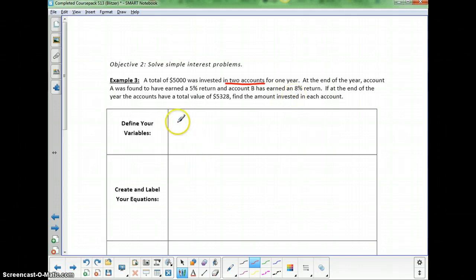Okay, so there were two accounts. One of them was account A, and the other one was account B. So let's just label them A and B. Account A is going to be A, and B will stand for account B. Okay, so we've got our variables declared. Now let's start writing our two equations.